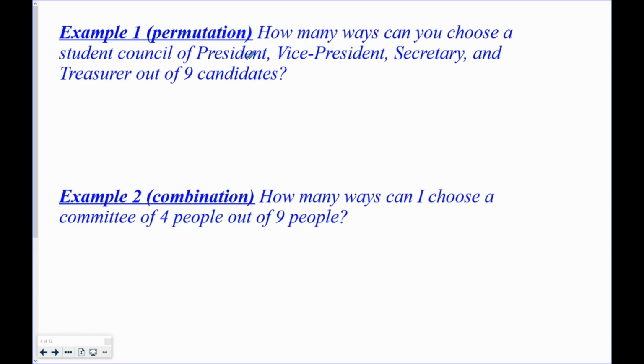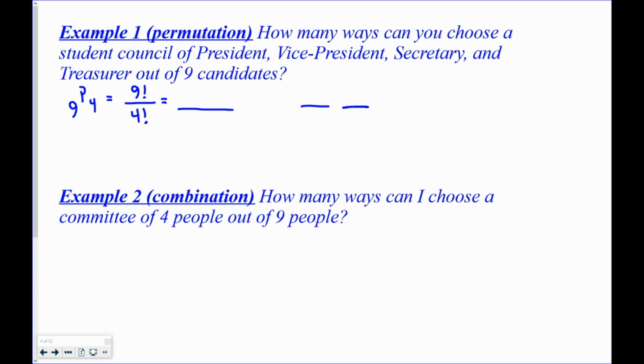So the first question I have here is a permutation question. Take a look at it and you'll notice that it says, how many ways can you choose a student council of president, vice president, secretary, and treasurer out of 9 candidates? Well, in this question, there are 2 ways of doing it. You can realize it's a permutation, and you can go 9P4, and you can type that in on your calculator. You can use the formula, it's 9 factorial over 4 factorial, and you can work it out, get an answer.